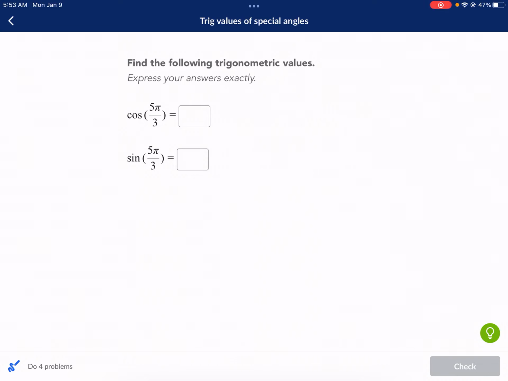Hi, this is Mr. West, and today we're doing a Khan Academy tutorial on trig values of special angles. Before we get started with any of these, I need to talk about the unit circle.